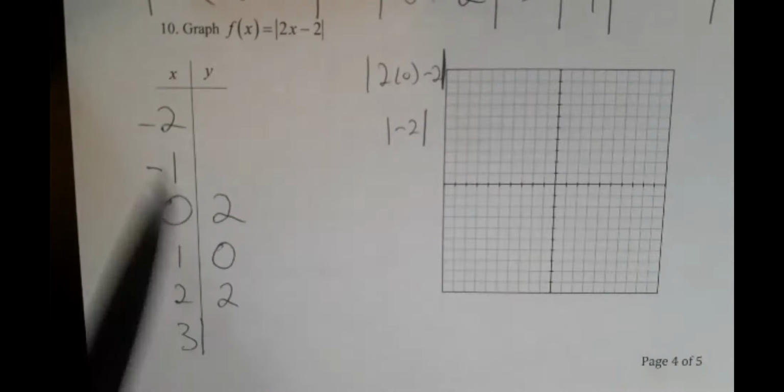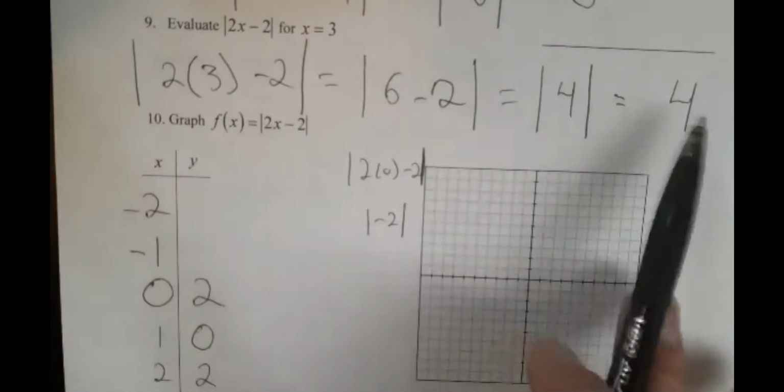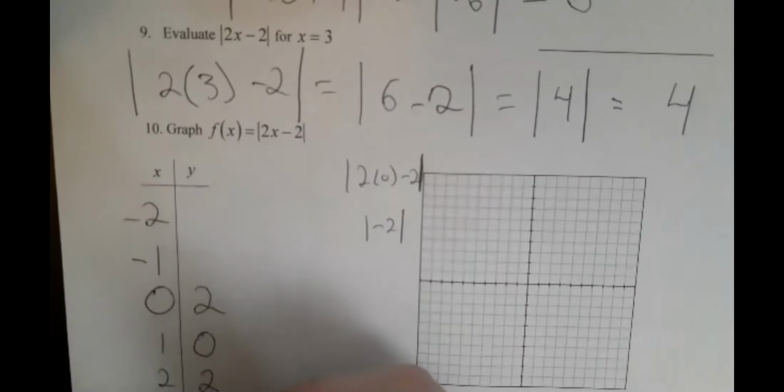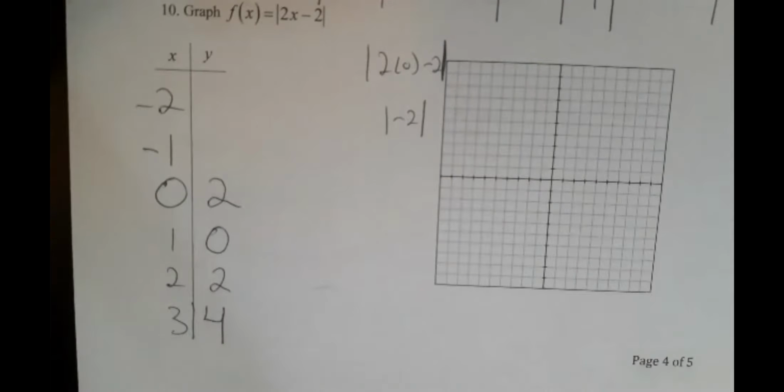3. If you're smart enough, I don't think I was smart enough, to be honest, you might notice you already did 3. When x is 3, my y is 4. So if you're keen enough, you might be able to save yourself a little bit of work on that one, huh? Let me do 1.